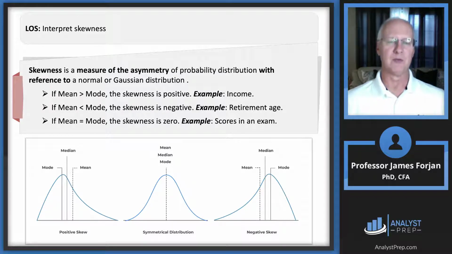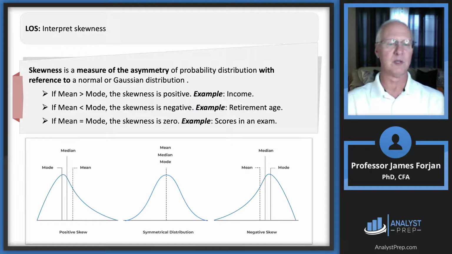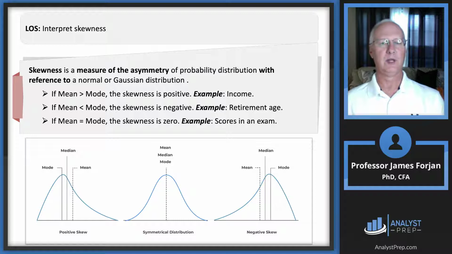Now, what we say about this normal distribution is that the data set can be described by the first 2 moments of the distribution. Mean is the first moment, standard deviation is the second moment. And there are no third and fourth moments. But let's go ahead and look at this LOS. It should read something like this. Hey, candidates, skewness is the third moment of the distribution, and let's figure out what it means.